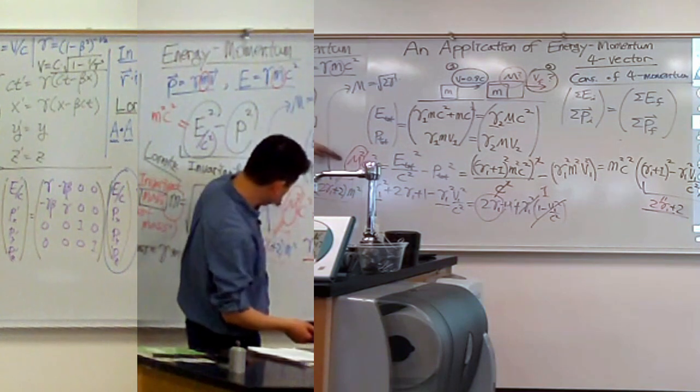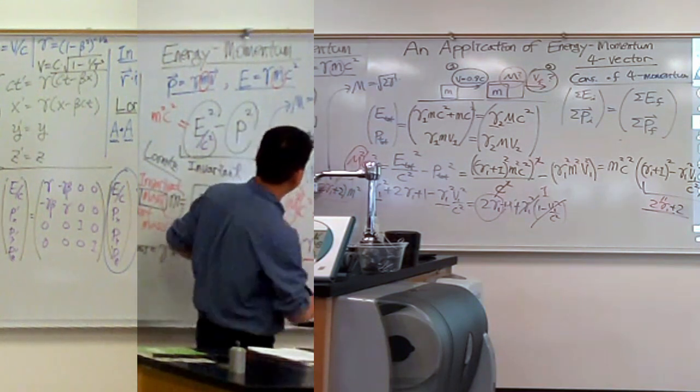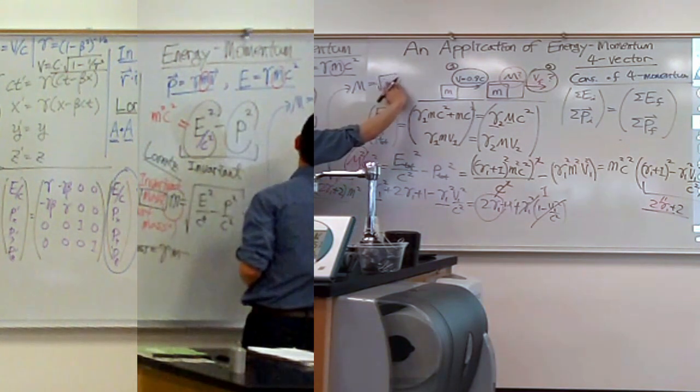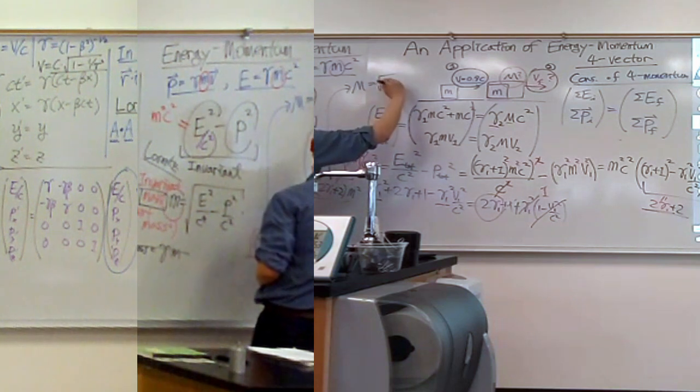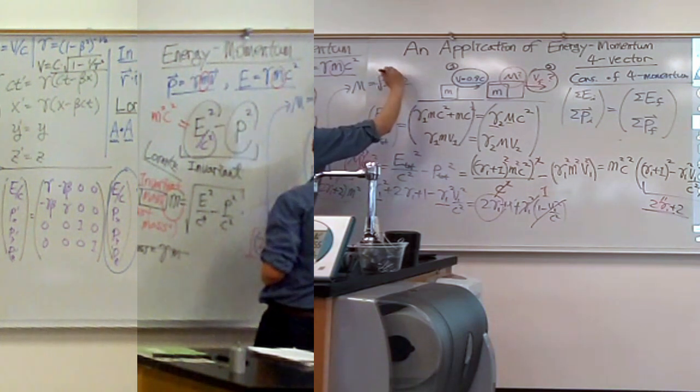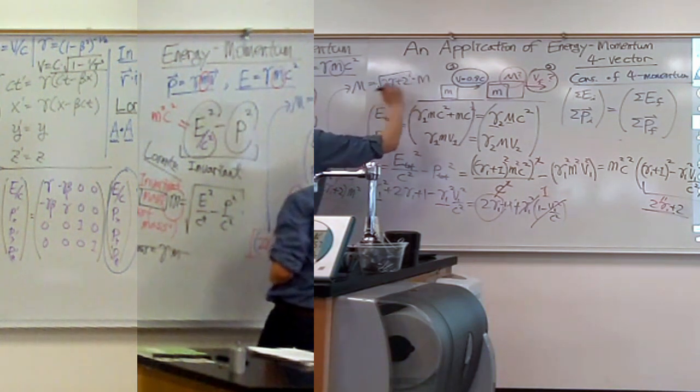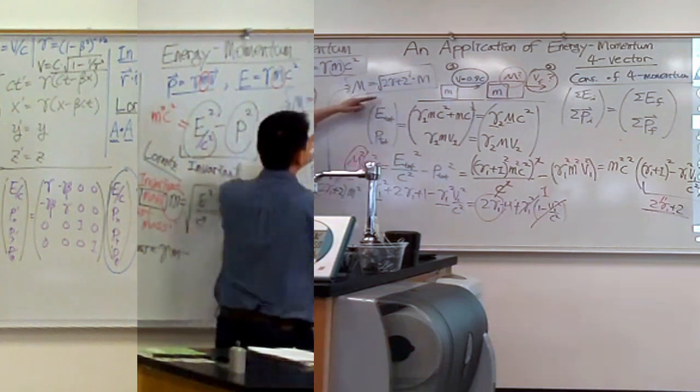So when you solve this for mass, then it's the square root of 2 gamma plus 2 times m. Does this answer make sense?